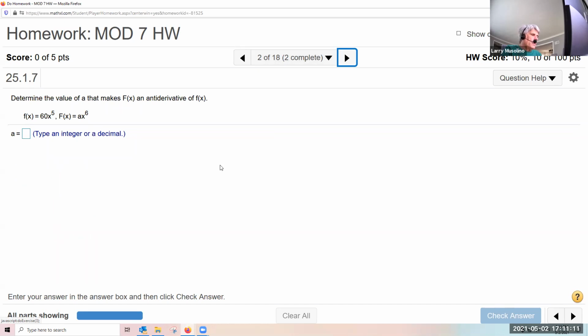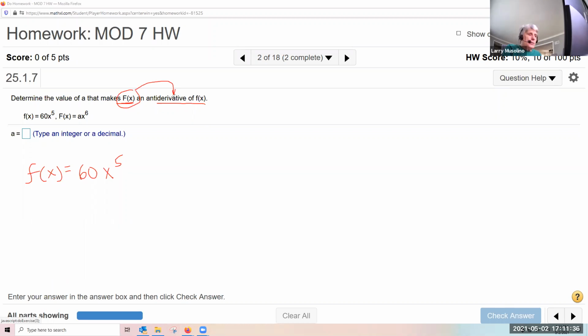It says determine the value of a that would make capital F of x an antiderivative. Okay, well, remember, f of x here is the original function. They've given that to me as 60x to the 5. They're telling me capital F of x is an antiderivative.